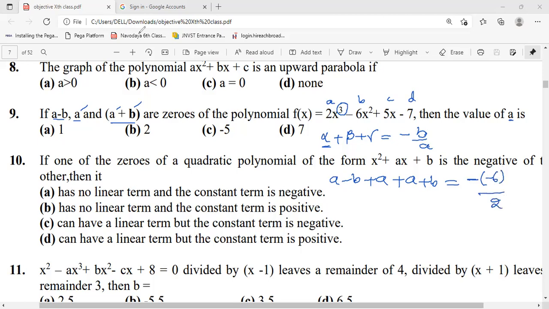So if you see here, the plus b and minus b cancel. So a is there three times. 3a is equal to 3, as the minuses cancel. Then a is equal to 3 by 3, that means a is equal to 1. Very simple question.